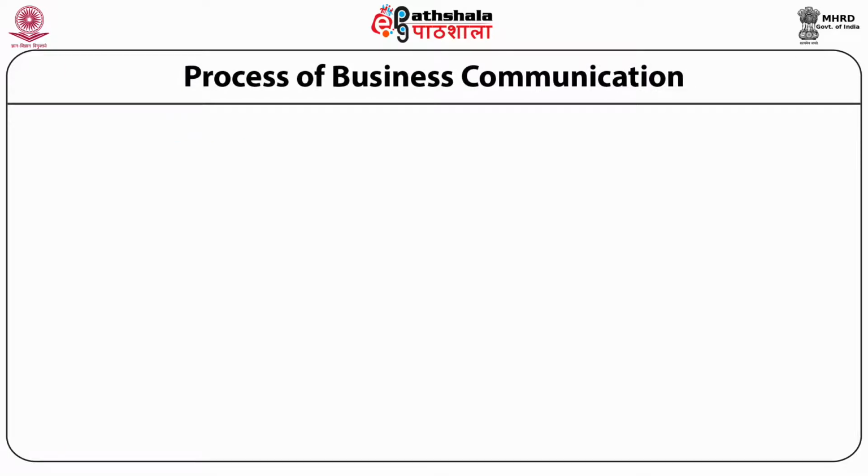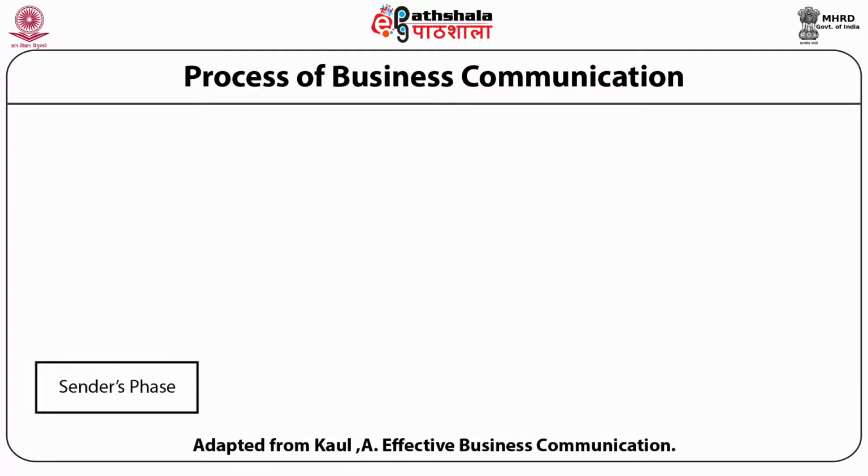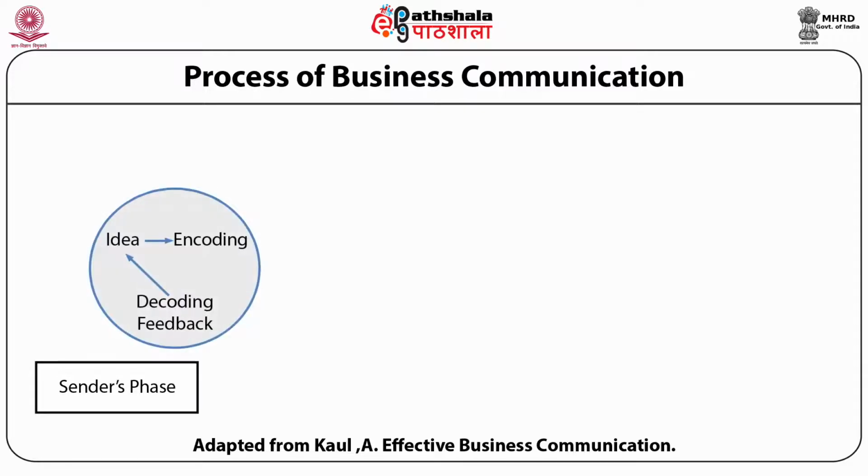Now let's see the process of business communication. As the diagram depicts, the process of business communication starts from the sender. The sender has to have an idea in his mind which he wants to communicate or transmit to the receivers. That idea could be his opinion, some advertisement about a product, or some promotional offering by the company to the receivers, who could be the customers. So firstly, the sender has to have an idea, and then the sender has to decide how that idea will be encoded. That encoding can be done in the form of words, symbols, signs, visuals, sounds, etc.